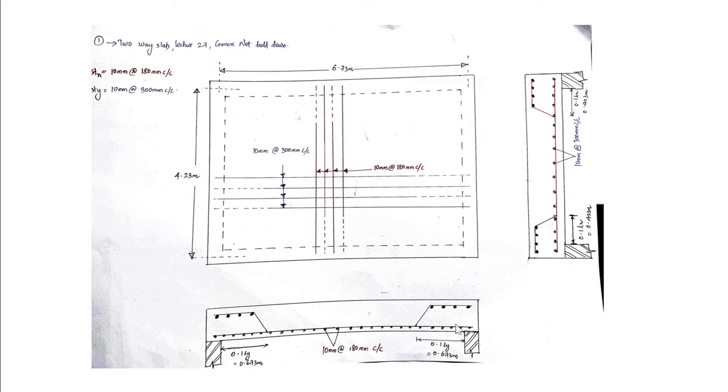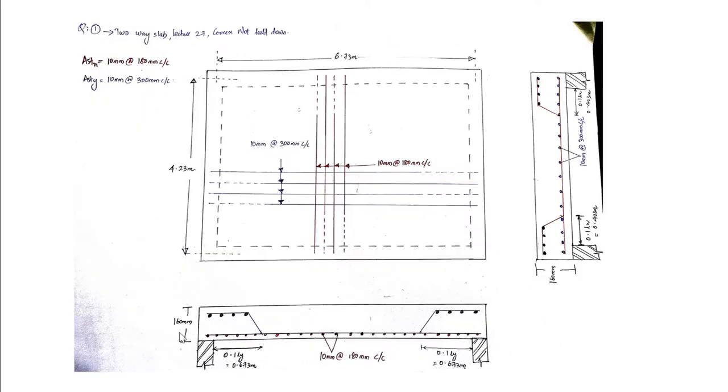So this is a complete diagram for your corners not held down condition. You need to represent the depth of the section here, that is 160 mm is the depth of the section. So this completes the detailing of the two-way slab with corners which are not held down. So we don't need to provide any torsional reinforcement at the edges.